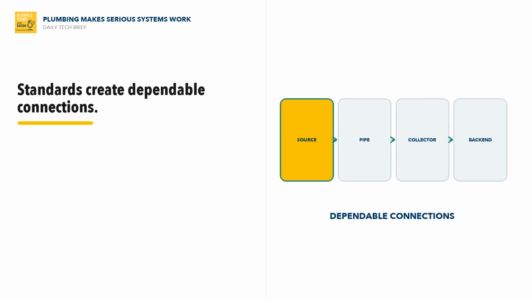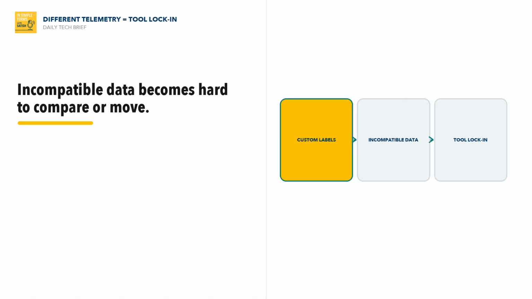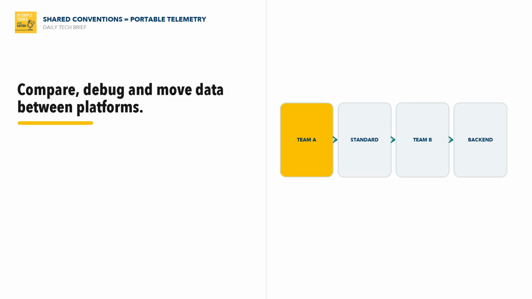That may sound like plumbing, but plumbing is what makes serious systems work. If every agent framework emits telemetry differently, you get locked into one tool. If different systems follow the same conventions, you can compare them, debug them, and move telemetry between platforms.